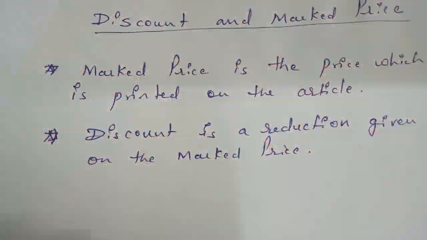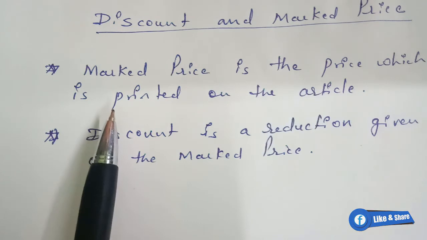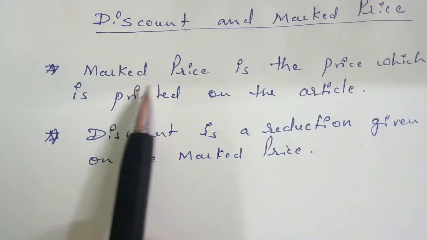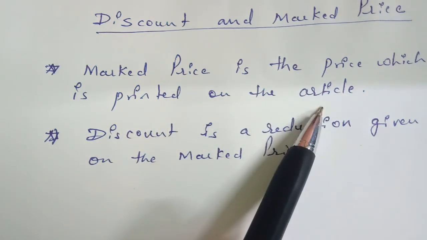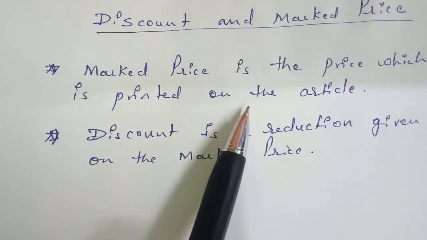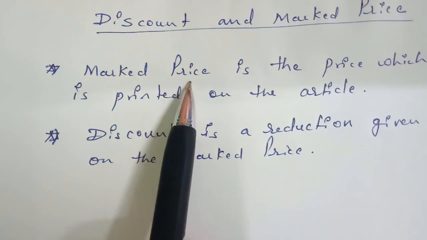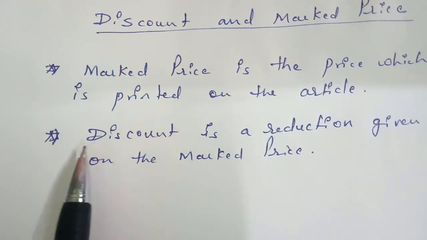Yes, student, today we are learning about discount and market price. So first of all, we're going to understand what is market price and what is discount. Market price is the price which is printed on the article. You must have observed that whenever you go to the market to buy something, on the wrapper of that article, some price is printed. That price is called market price.